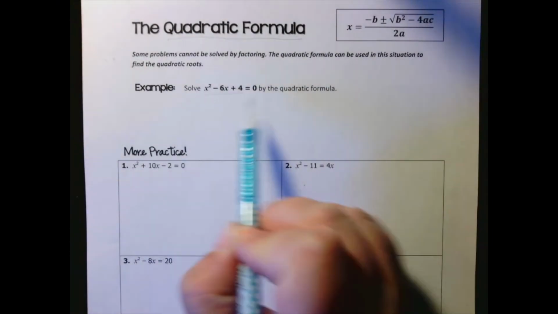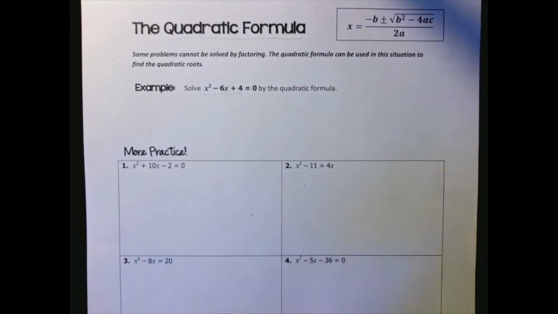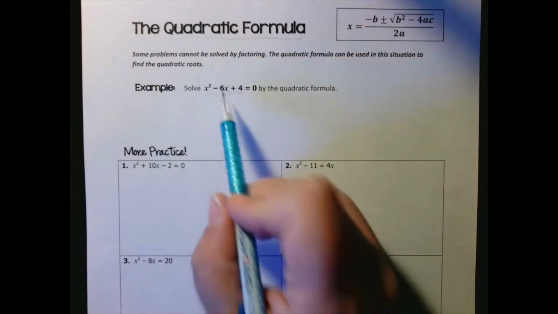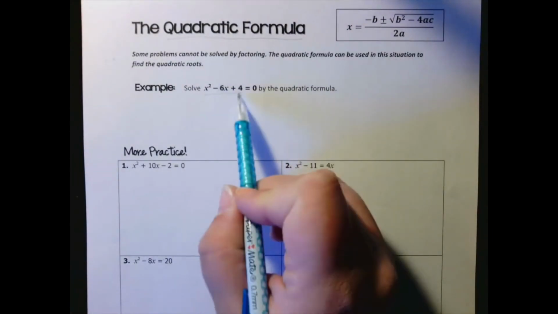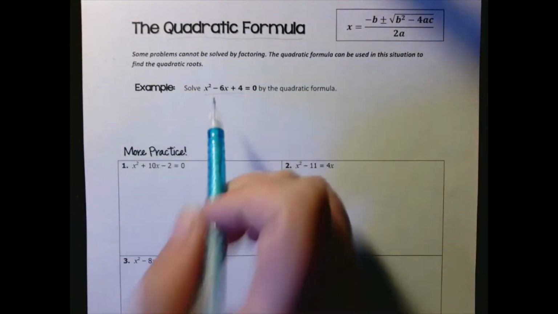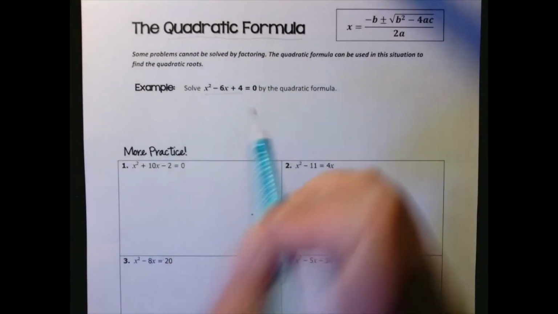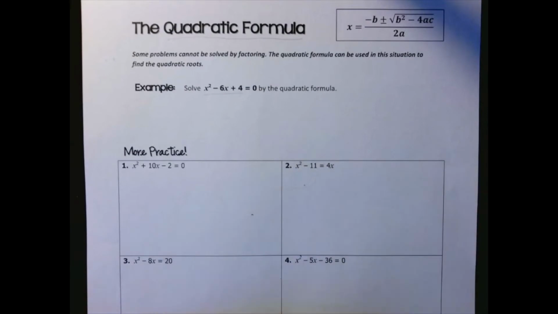And this is not factorable because the factors of 4 are 4 and 1, and they need to add up to a negative 6. So negative 4, negative 1 is going to give me negative 5, so that one doesn't work. And then I also have 2 and 2. Negative 2 plus negative 2 does not give me negative 6. So I cannot factor this problem.